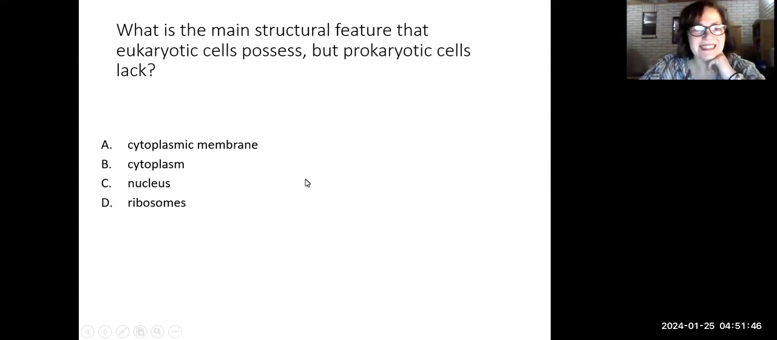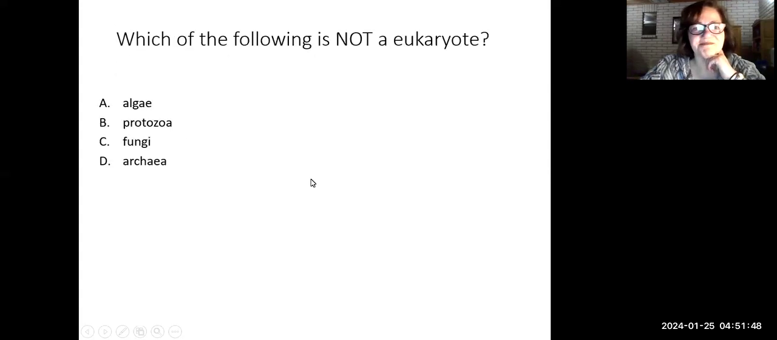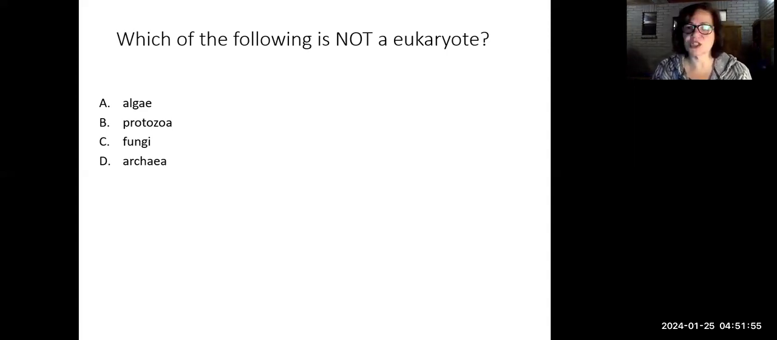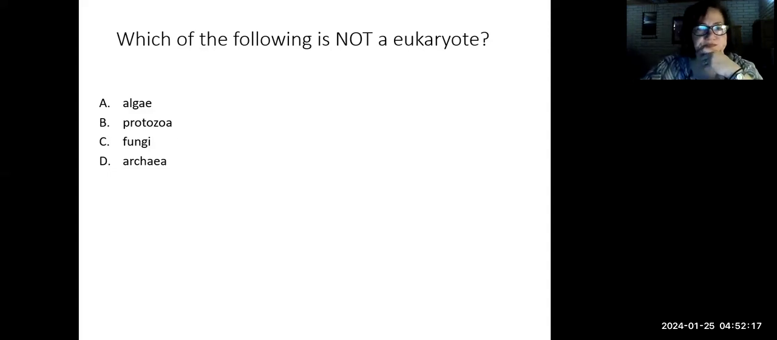Let's see. So C is the correct answer here. Which of the following is not a eukaryote? A, algae; B, protozoa; C, fungi; D, archaea. And if you're thinking to yourself, the one that's not eukaryotic, these are the archaea, that is correct. All the rest of these, algae, protozoa, and fungi, are in the domain Eukarya.